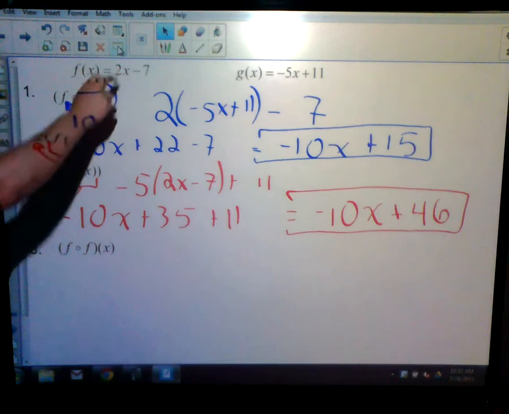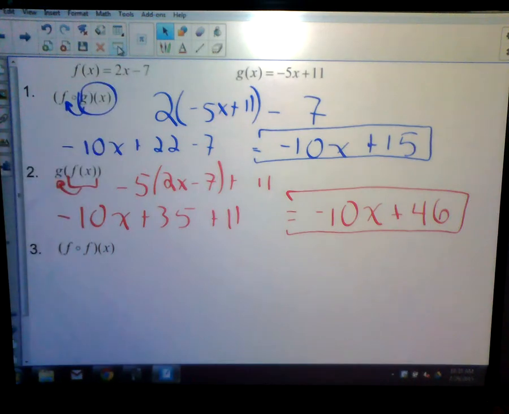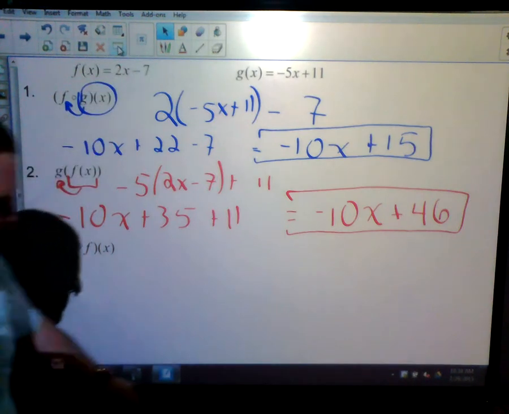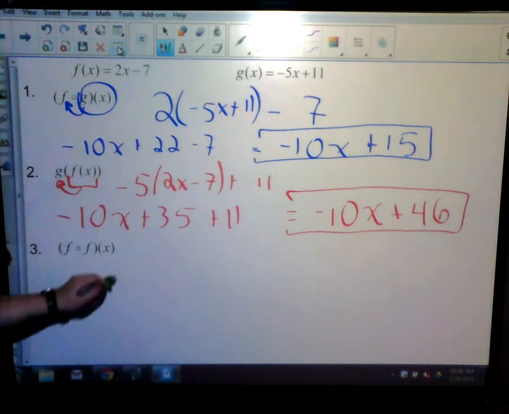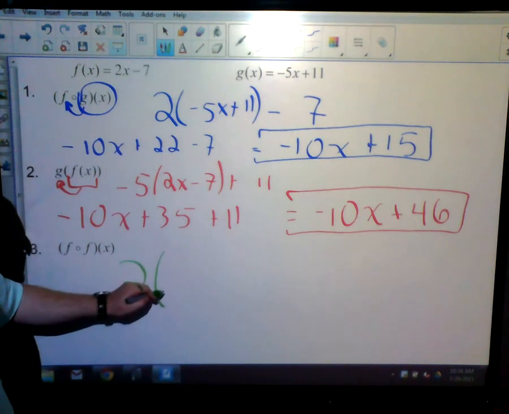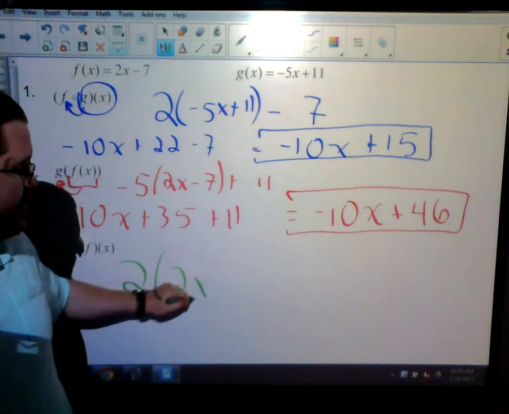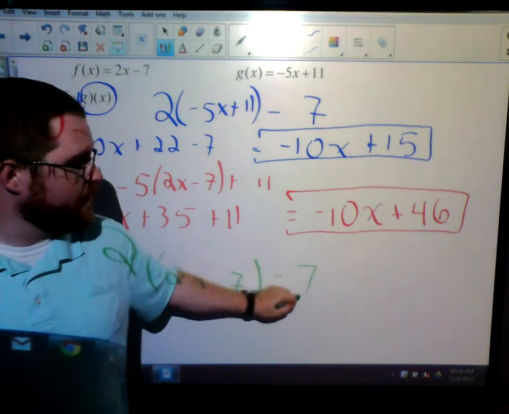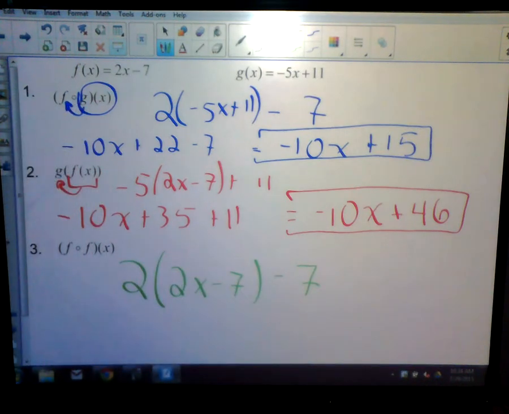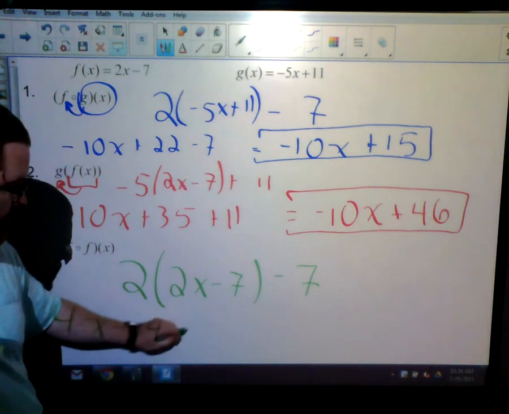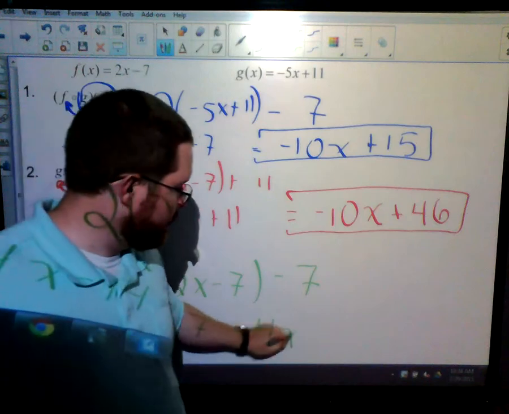What about f of f of x? Can I have something inside of itself? I sure can. F of f of x says 2 times 2x minus 7, minus 7. I put 2x minus 7 inside of 2x minus 7. So that's 4x minus 14 minus 7. That's 4x minus 21.